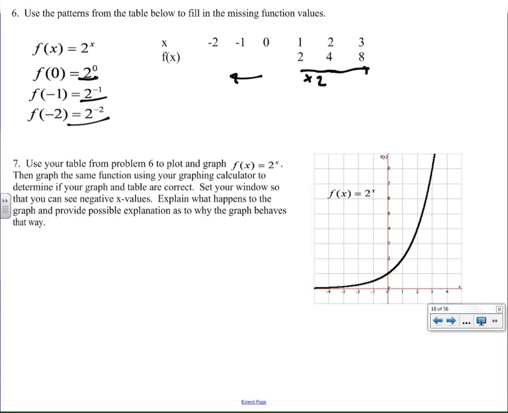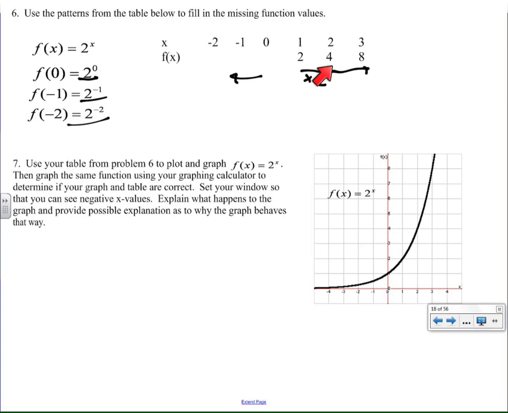So what is 2 to the -1 power, and what is 2 to the -2 power, and how do I understand why those values exist? Not to mention, what's 2 to the 0? Well, when I observe the table, I can recognize that going forward, every time I increase the x by 1, I'm going to double, or multiply by 2, the y value.